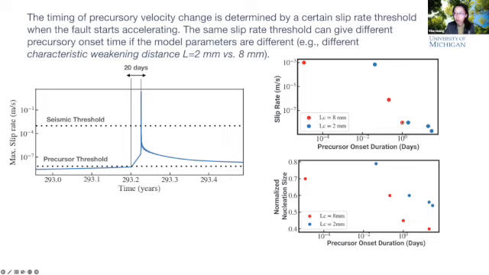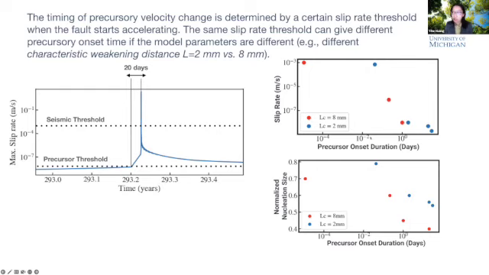But when L is equal to 8 millimeter, for example, shown by this point here, 10^-8 meter per second actually gives a 1-day precursor. And also once this slip rate threshold increases, we also see that there should be a reduction of the precursory onset duration as well, although the relationship will again be different for different frictional parameters.